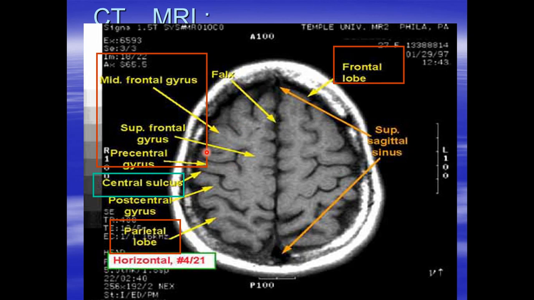Posterior to it is the postcentral gyrus, anterior to it is the precentral gyrus. So you have the central sulcus, the precentral gyrus, and the postcentral gyrus. And anterior to the precentral gyrus, you have three gyri on the surface of the frontal lobe. These are the superior, middle, and inferior frontal gyri.